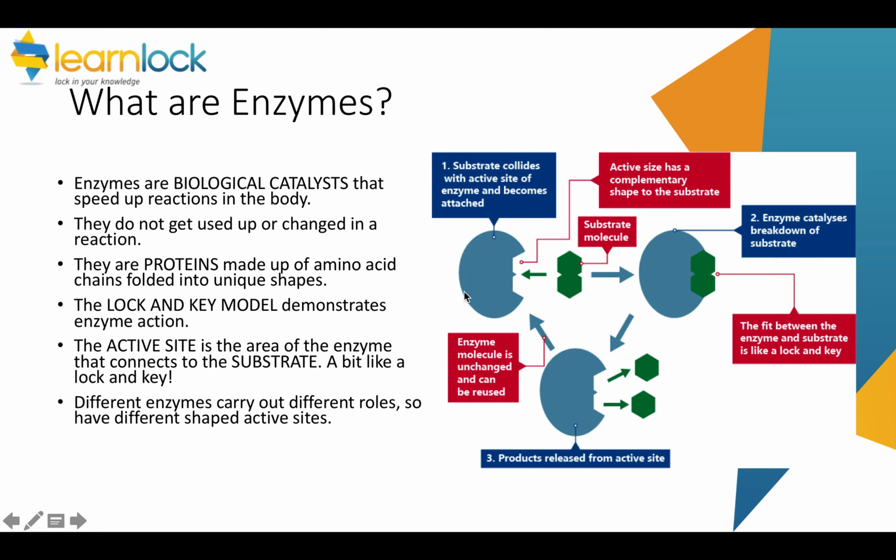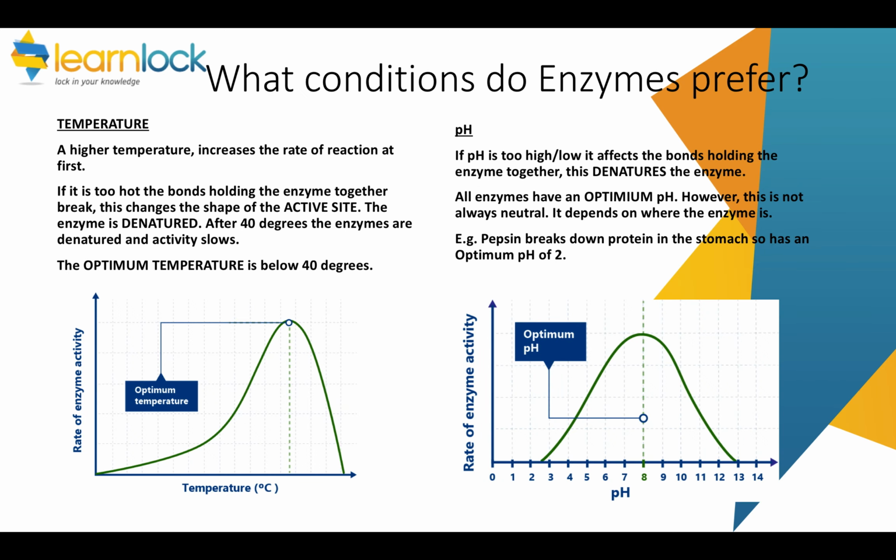An enzyme has a particular area called an active site, and that's the area that the substrate, or the molecule you're trying to break down, connects with. It's a bit like a lock fitting in with a key. If it fits in correctly, the enzyme will then break down the substrate and be free to carry on and work again. Different enzymes have different roles, so different enzymes have different shaped active sites, and that's why it's called the lock and key method. Remember, we call the molecule that fits into the enzyme the substrate, and we call the area that it fits into the active site.